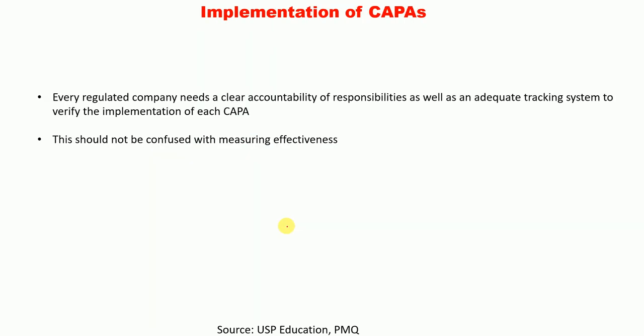For the implementation of the CAPA, every regulated company needs a clear accountability of responsibilities, as well as an adequate tracking system to verify the implementation of each CAPA. They should not be confused with measuring effectiveness.